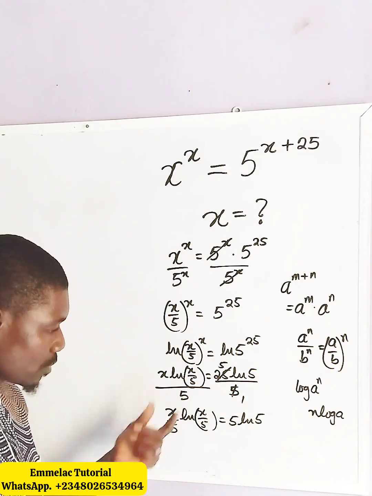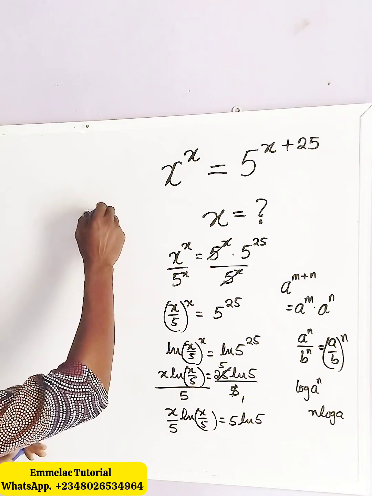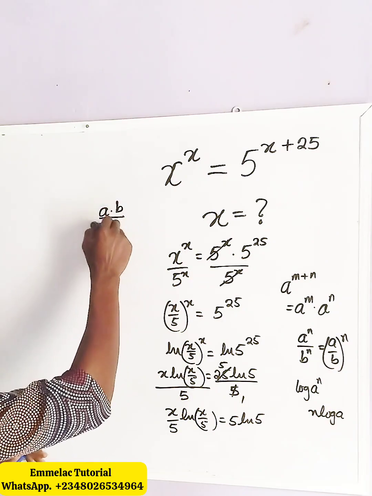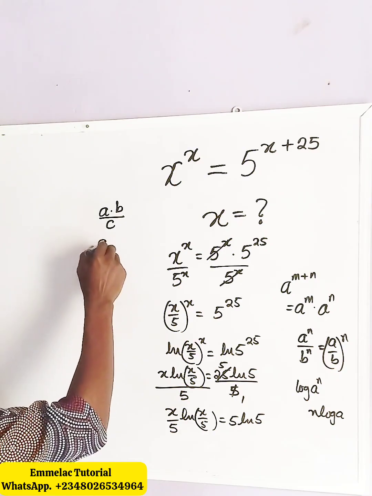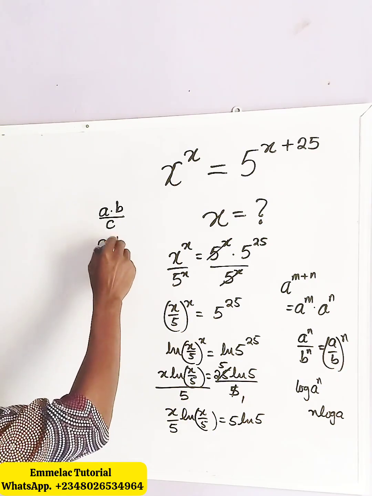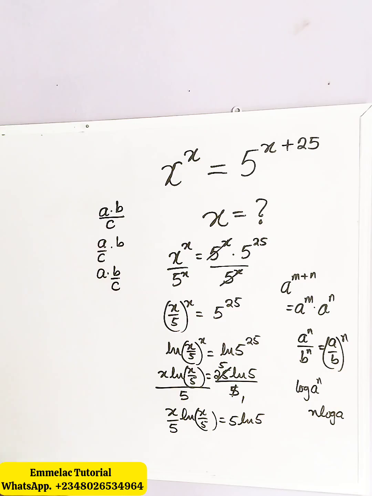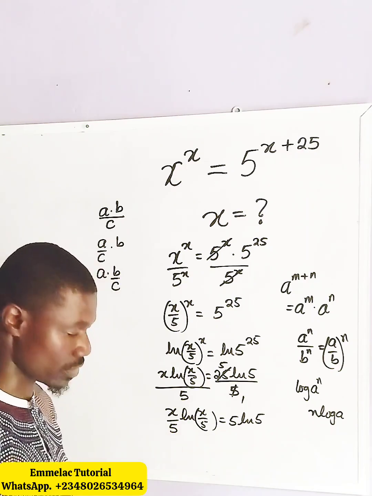Okay, now you might be asking why. Now if we say we have a times b all over c, this can also be written as a over c times b, or a times b over c. And that is the rule I've applied here to get this. So at this point, you can see that the left hand side of the equation equals the right hand side of the equation, right?